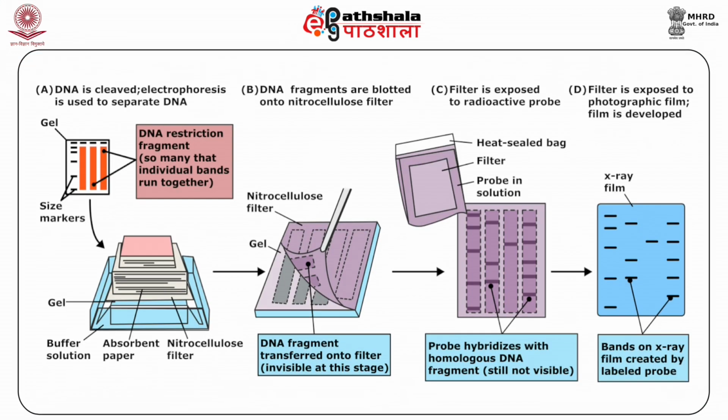Following the hybridization, the extra probe is washed away from the membrane and the pattern of hybridization is visible on the X-ray film by autoradiography, or through development of colored bands on the membrane in case a chromogen has been used.